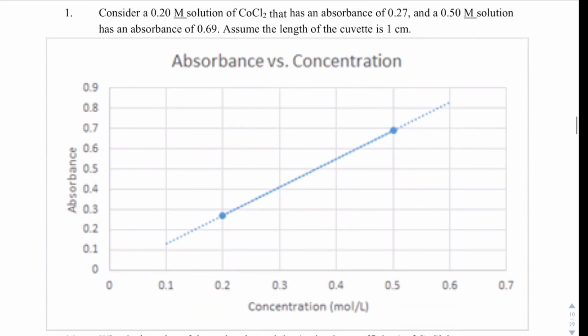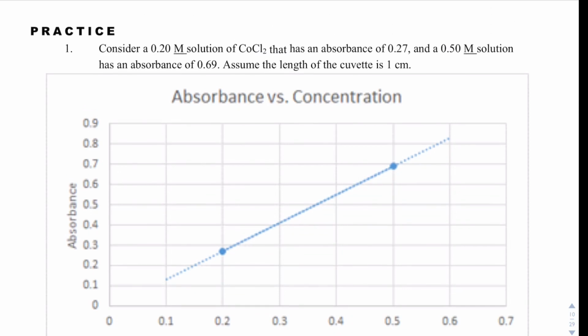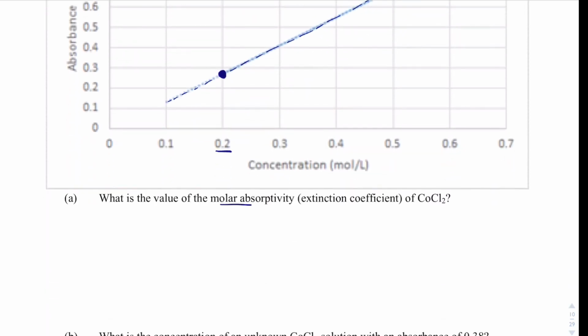Okay, so this says consider a 0.2 molar solution of cobalt chloride. I'll tell you that cobalt chloride is going to be red. And it has an absorbance of 0.27. Okay, so this is what we've graphed. Molarity of 0.2, absorbance of about 0.27. And then we have a 0.5 molar solution, and its absorbance is 0.69. Again, that's graphed. And we've plugged this into Excel, and they give us a graph. So we want to know the molar absorptivity constant of cobalt chloride. That is just our slope.